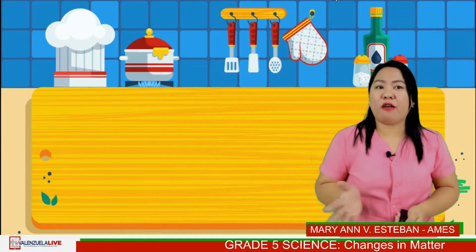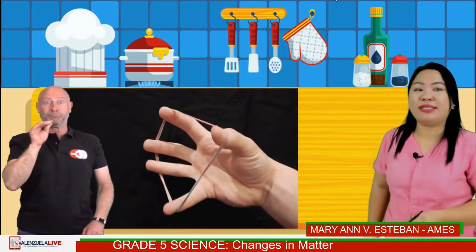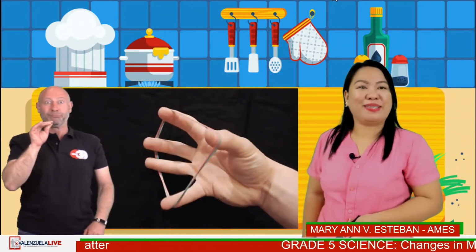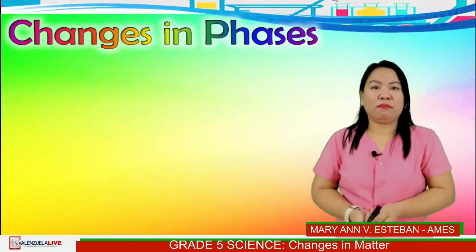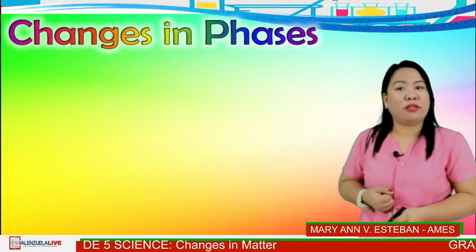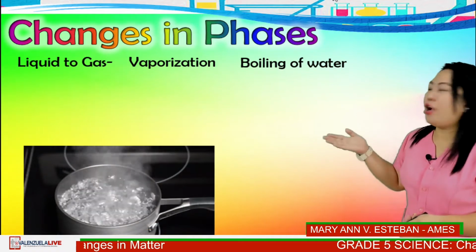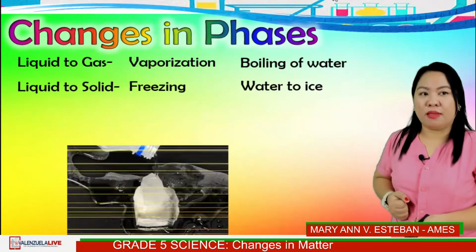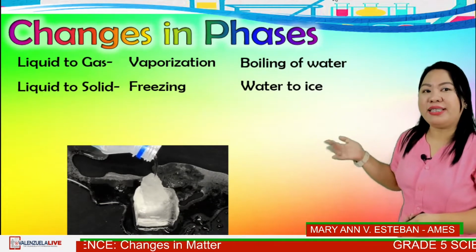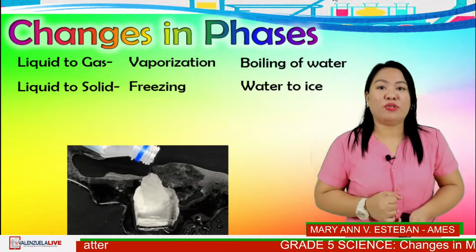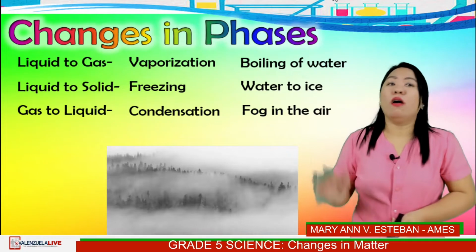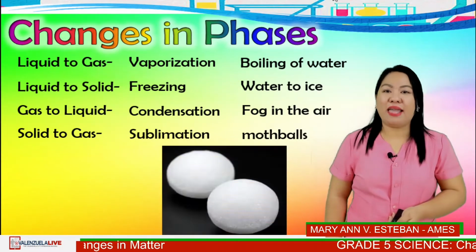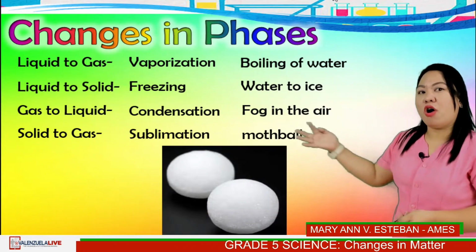Another example is when we put air in the balloon. The balloon stretches just like the rubber band, which makes them change their appearance, shape, and size. Changes in phase or state are also examples of physical change. Just like the boiling of water, it shows vaporization or liquid to gas. Also, water to ice shows freezing or liquid turns to solid. Fog in the air shows condensation or gas to liquid. And the mothballs is a sublimation or solid to gas.